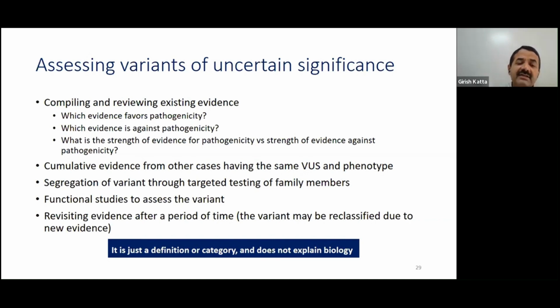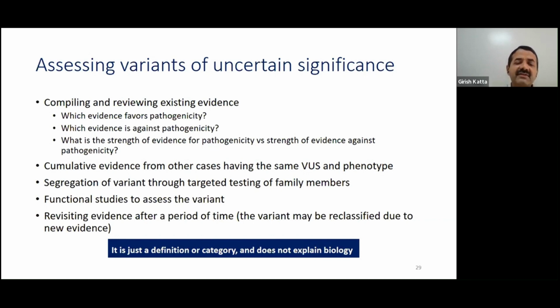Functional studies, again, we have to read the literature carefully: how well the functional studies are done, how well the results are interpreted, and are they correct. That will help us to classify the variant. Revisiting the evidence after a period of time, the variant may be reclassified due to new evidence as benign or pathogenic. So that is one more step which we can do whenever we have variant confusion.